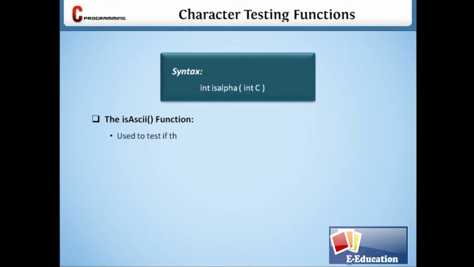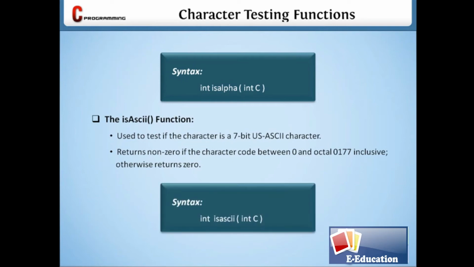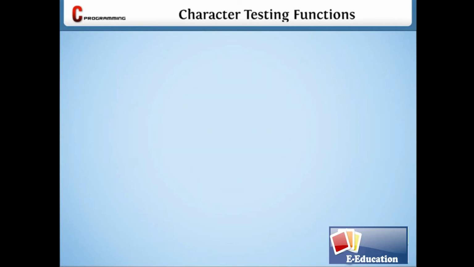And here's another function called isascii. This is used to test if the character is a 7-bit US ASCII character. It also returns non-zero if the character code is between 0 and octal 0177 inclusive. Otherwise, it returns 0. To understand this better, take a look at this syntax: int isascii(int c).